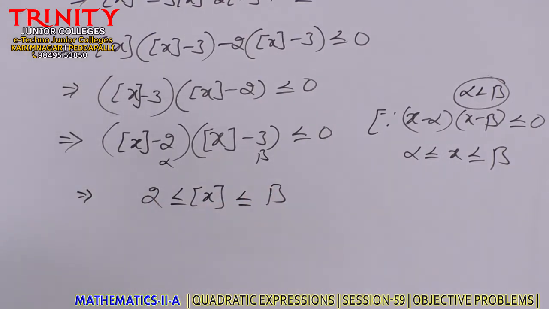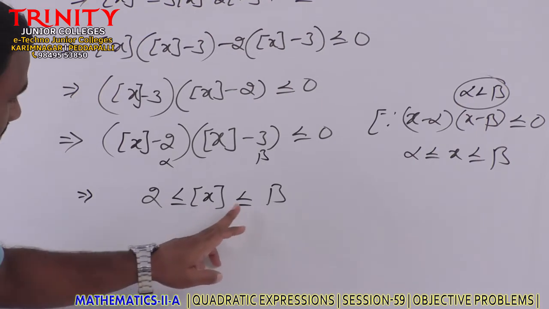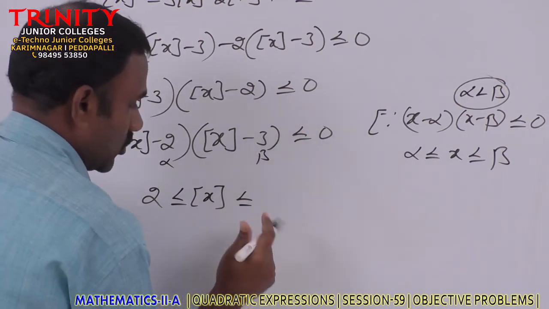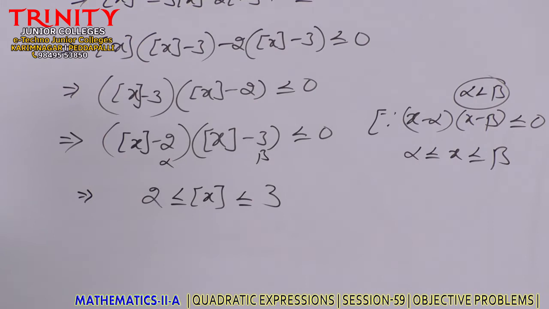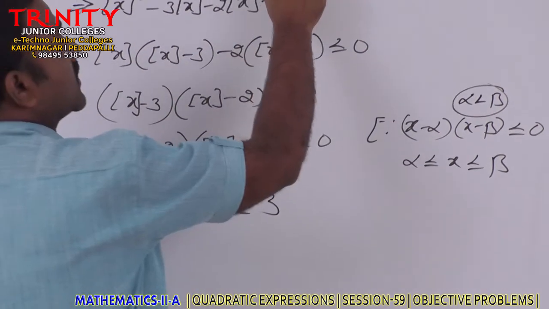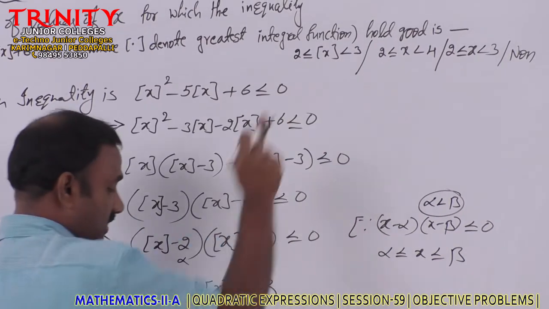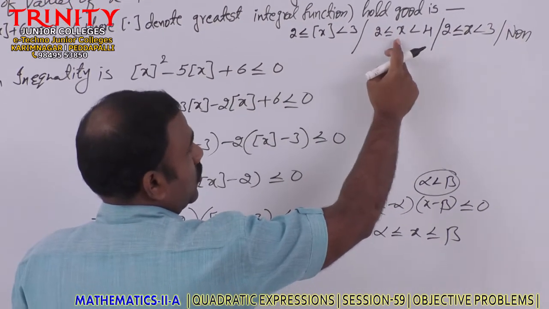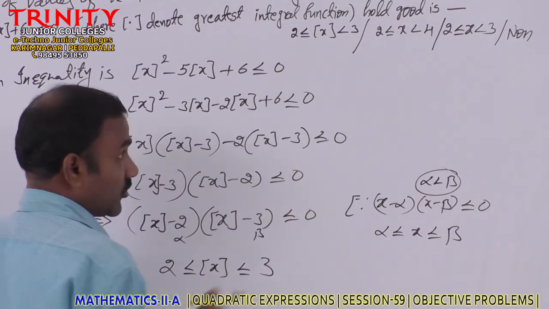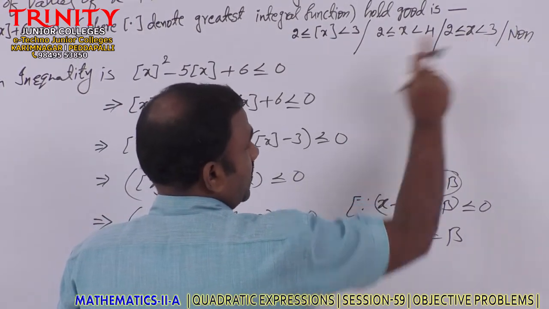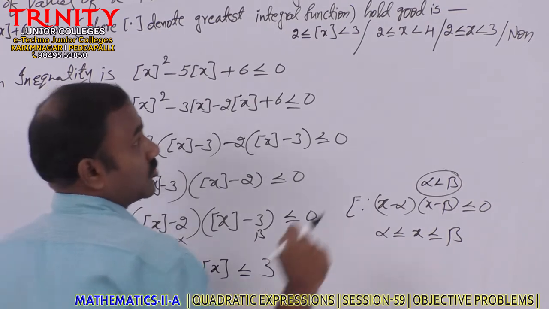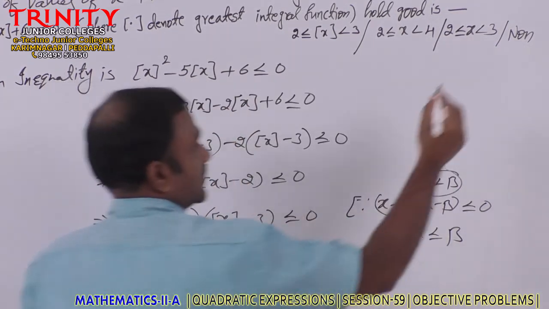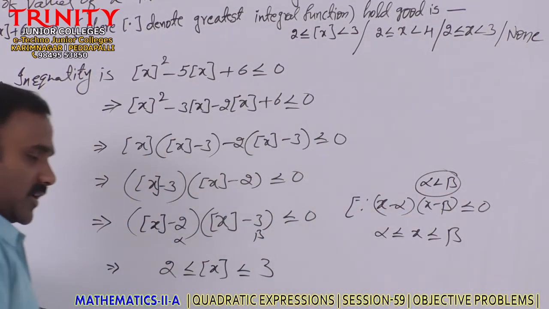This is the answer: 2 ≤ [x] ≤ 3. But in the options this value is not given. 2 ≤ [x] < 3 is given, but here we have less than or equal to. And 2 ≤ x < 4 is there, but here we have 3. So none of these answers match directly.